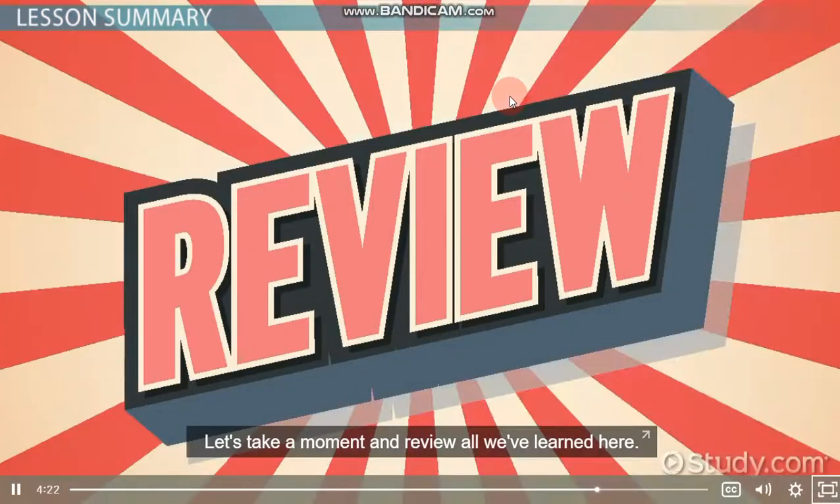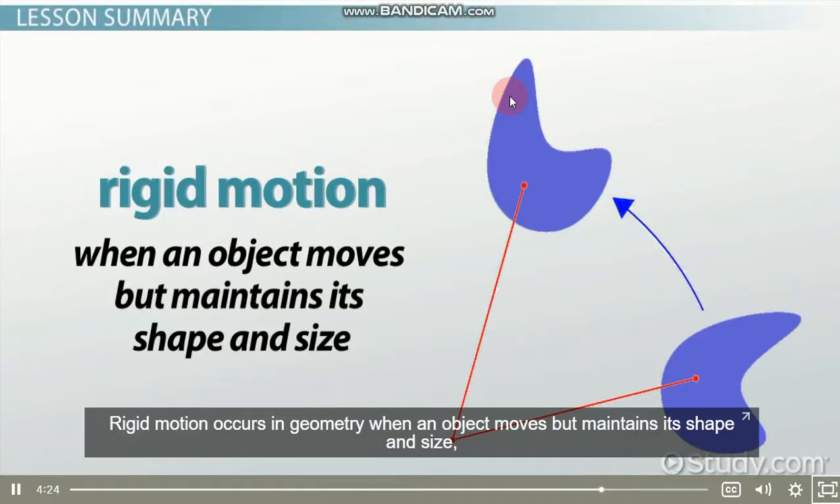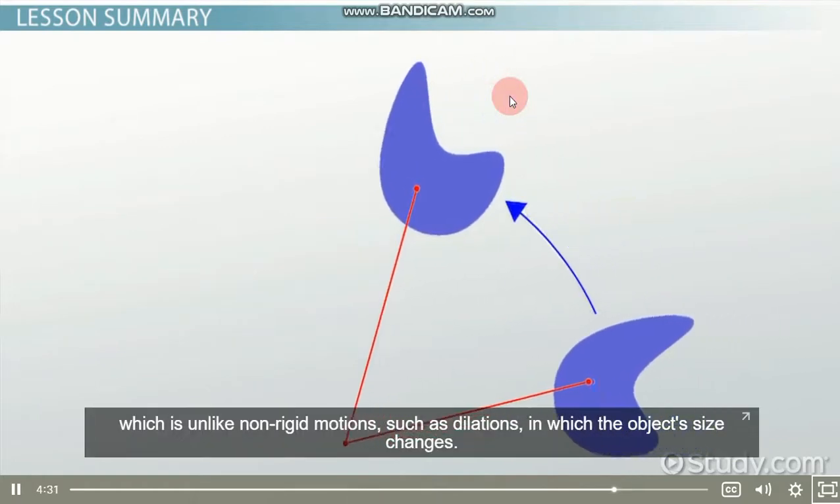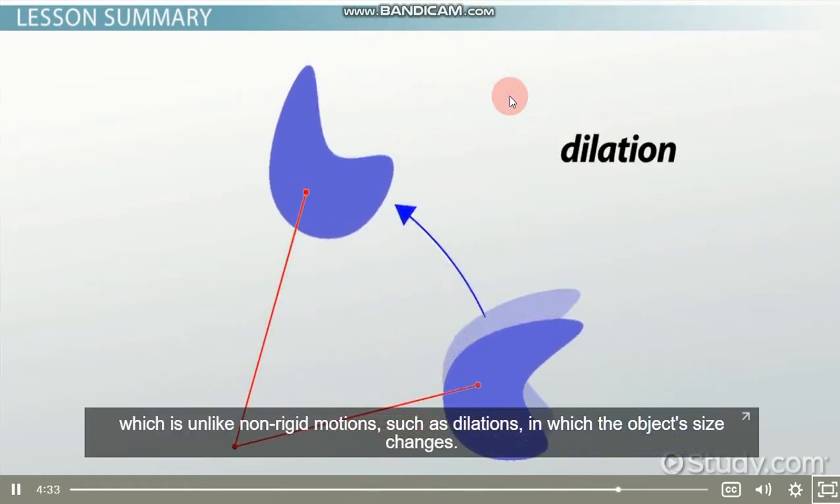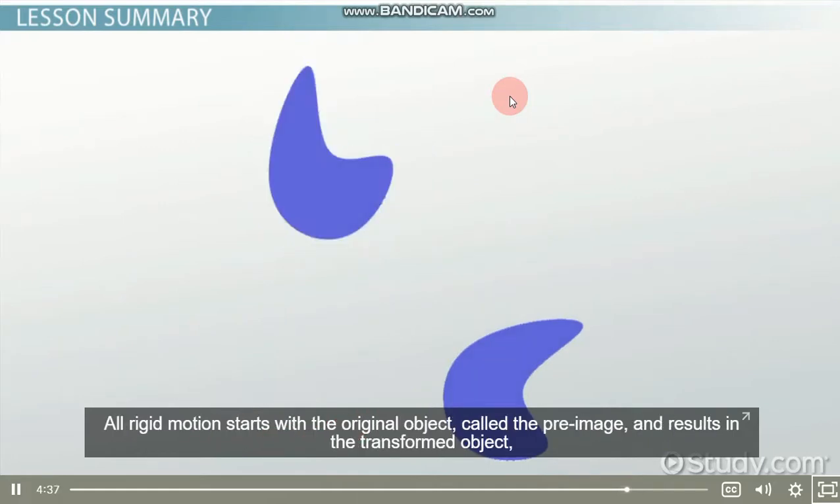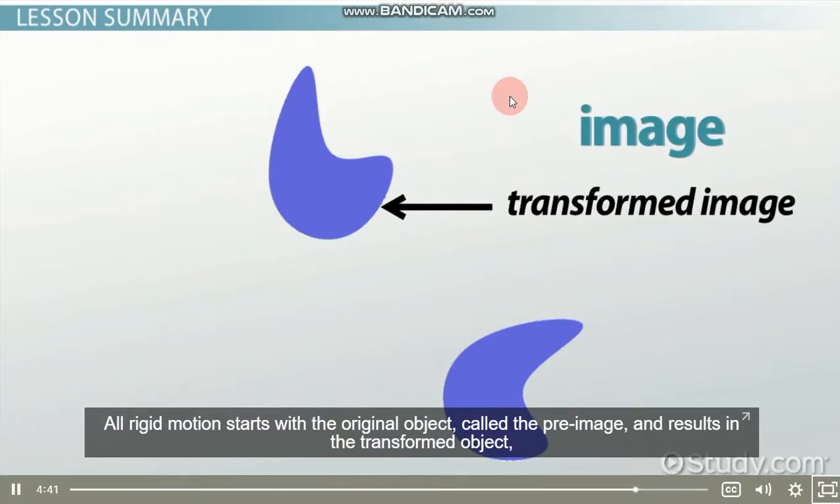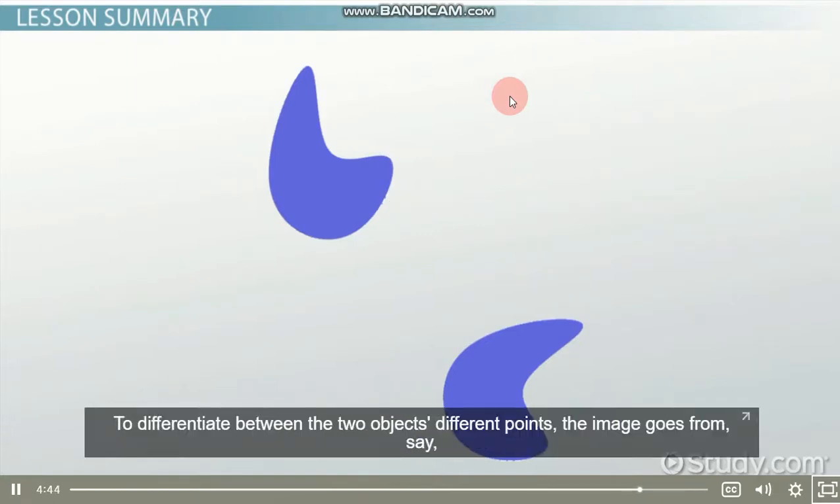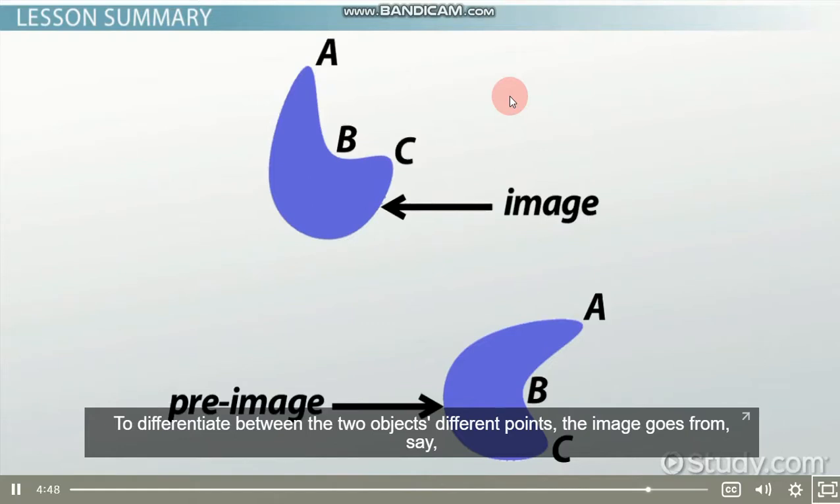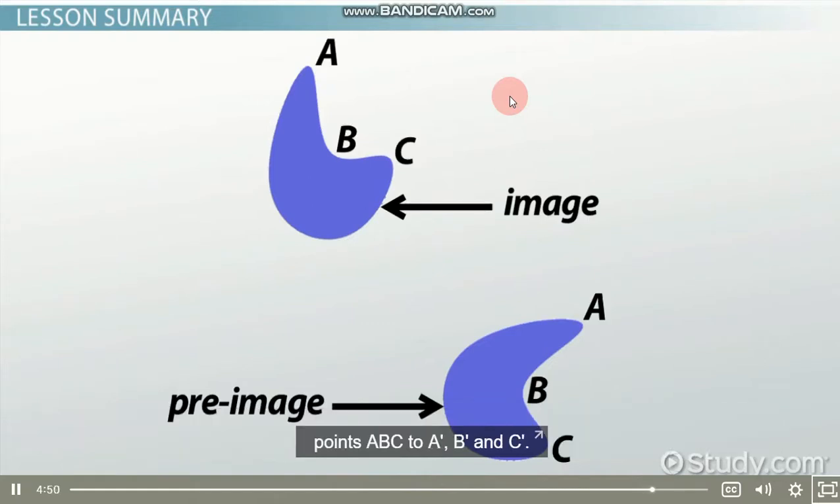Let's take a moment and review all we've learned here. Rigid motion occurs in geometry when an object moves but maintains its shape and size, which is unlike non-rigid motions such as dilations, in which the object's size changes. All rigid motion starts with the original object, called the pre-image, and results in the transformed object, called the image. To differentiate between the two objects' different points, the image goes from, say, points A, B, C to A prime, B prime, and C prime.